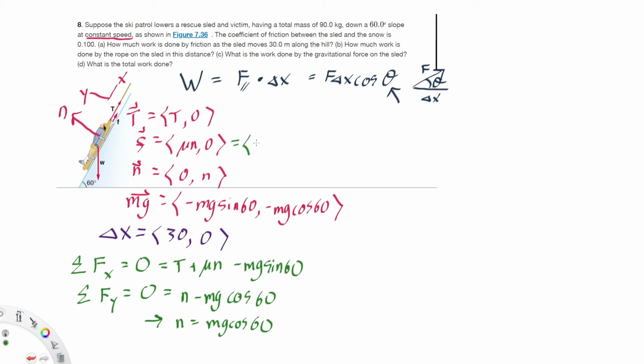So maybe we rewrite our frictional force. It's mu mg cosine 60 in the x direction, 0 in the y direction. Now let's go back to our x direction and solve for T. So T equals mg sine 60 minus mu mg cosine 60. Everyone with me so far?